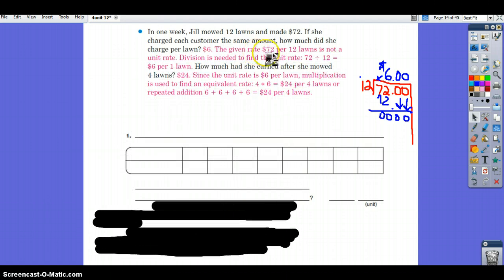So the given rate is 72 per 12 lawns is not a unit rate. Division is needed to find the unit rate. 72 divided by 12 equals $6 per lawn. How much had she earned after she mowed 4 lawns? $24, because the rate is $6 per lawn. So I go 4 times 6 is 24. Or you could do repeated addition. 6 plus 6 plus 6 plus 6, because of the 4 lawns I mowed, equals the $24.